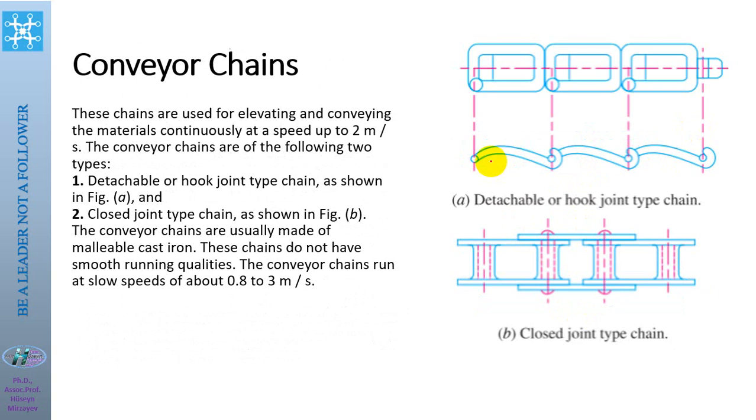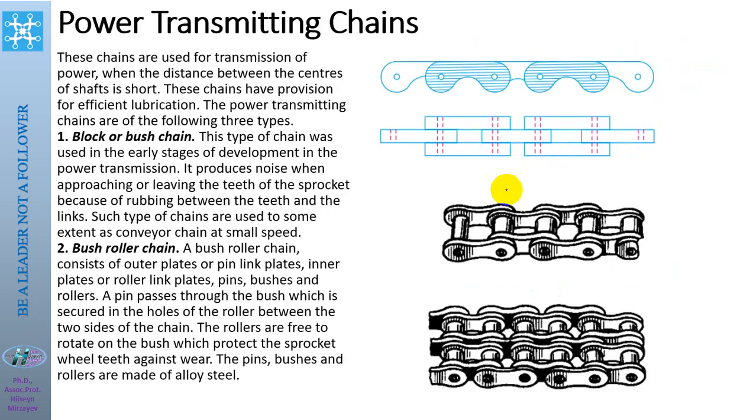Conveyor chains. These chains are used for elevating and conveying the material continuously, in the conveyors, elevators, and others. Power transmitting chains. This is used for the transmission of the power motion from one shaft to another shaft, changing of the kinematic parameters of the shafts.